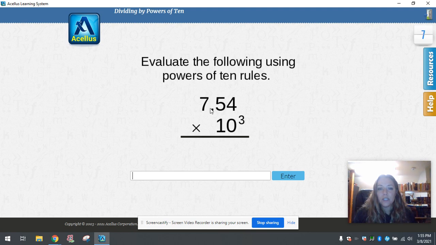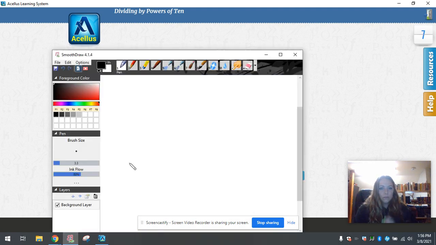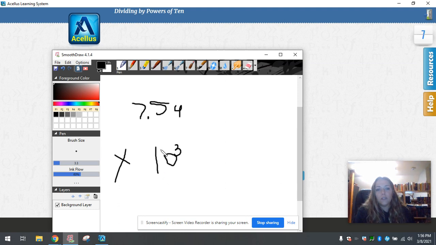What this would give you is 7.540 if we did that. No, it wouldn't. It would give us 7,540. Let me write it out. 7.54 times 10 to the power of 3, moving the decimal 1, 2, 3 spots over, filling in the empty spot with a 0. Now my decimal's here. So I have that 7,540.